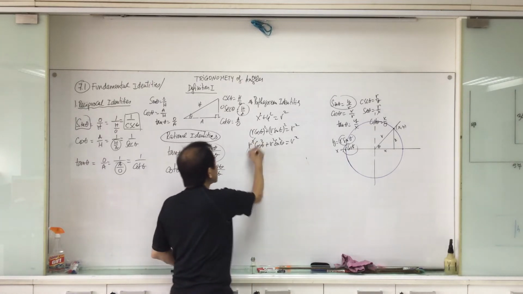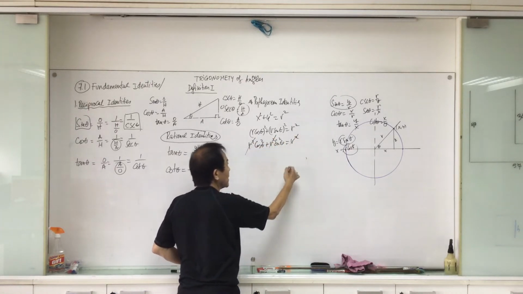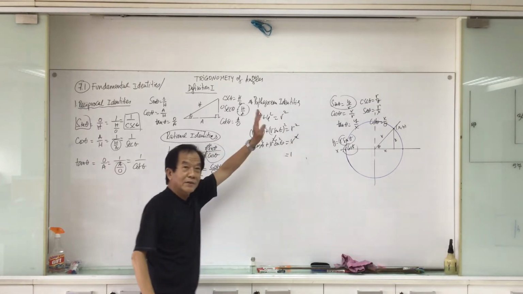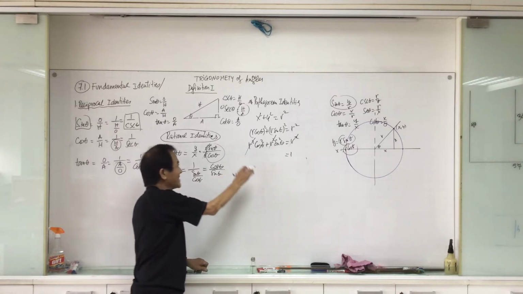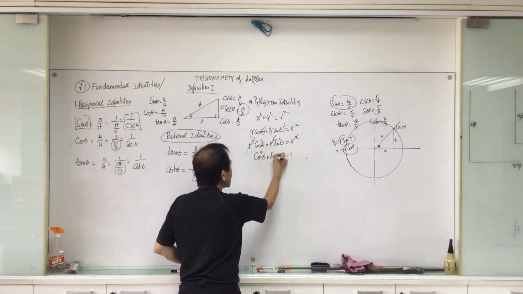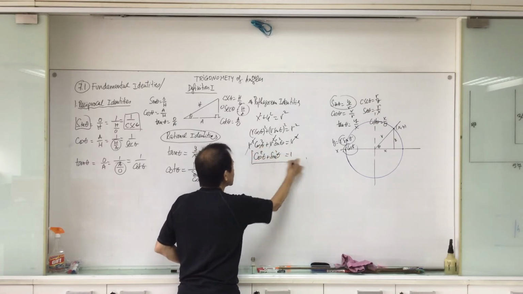Simplify. You divide everything by r squared. r squared divided by r squared equals 1, not 0. Okay, you cross it out and say, oh, this one is gone, right? No. The 1 is still there. So we have cosine squared theta plus sine squared theta has to be 1.